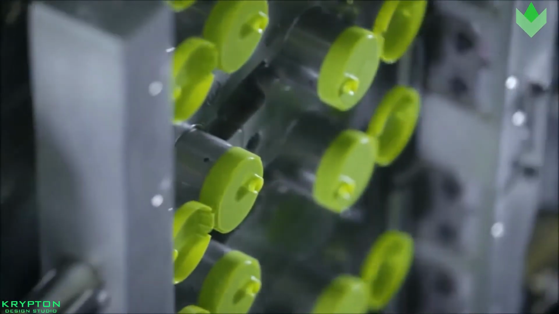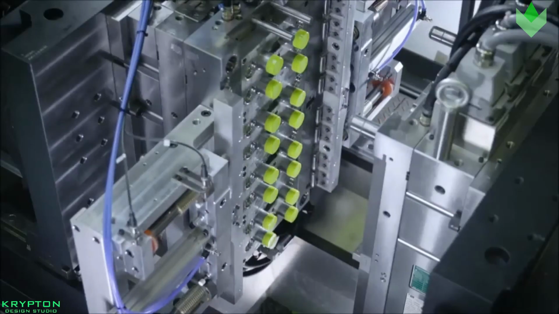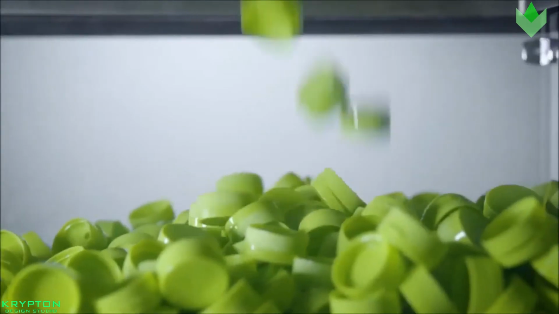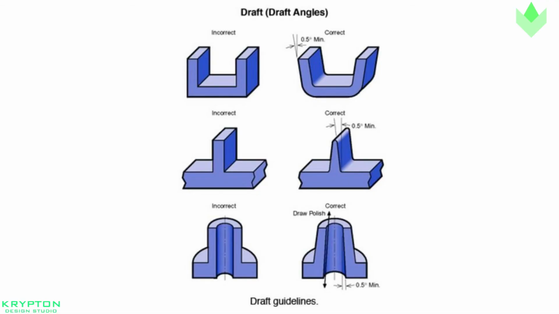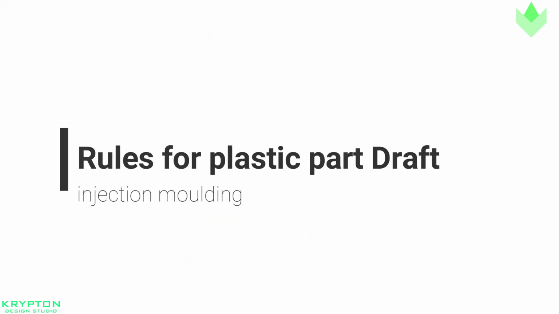The amount of draft required can depend on the surface finish of the mold. A smooth, polished tool surface will allow the part to eject with less draft than a standard tool surface. The amount of draft required will vary with the geometry and surface texture requirements of the part. Here are some rules for using draft properly.